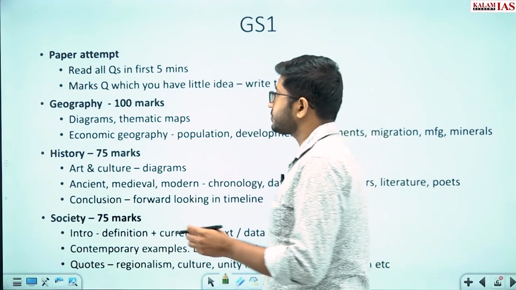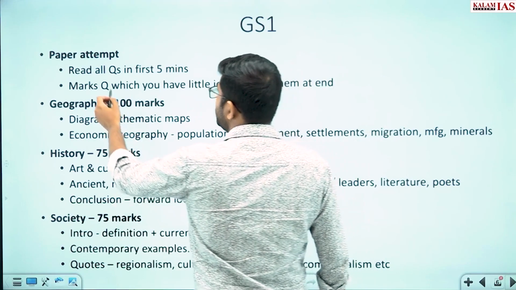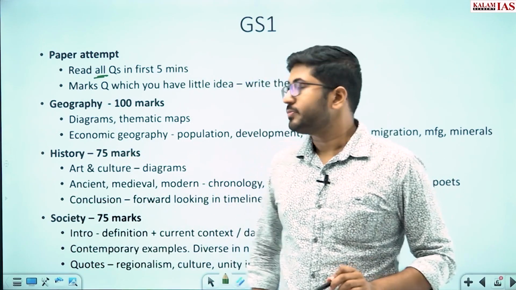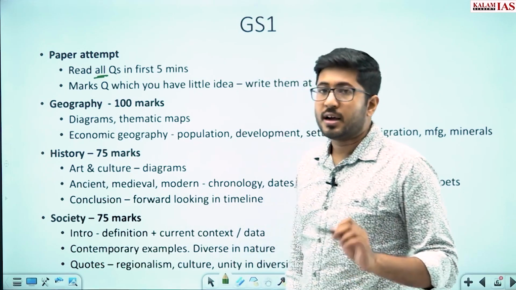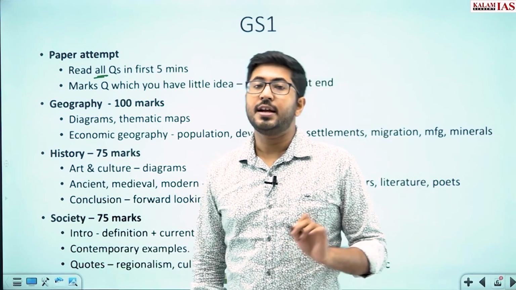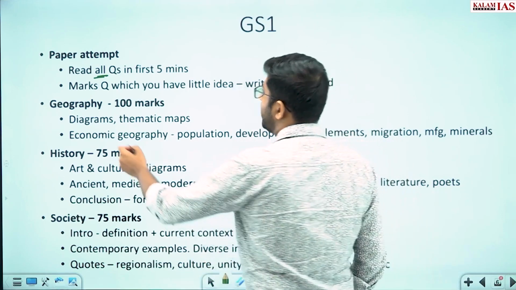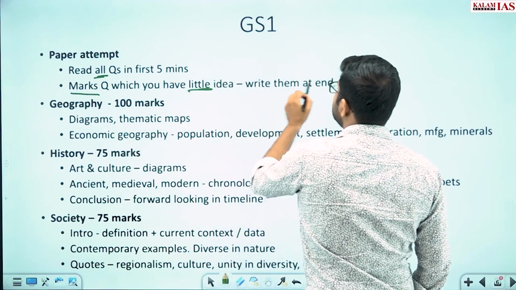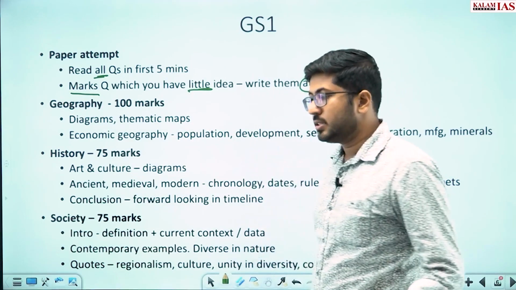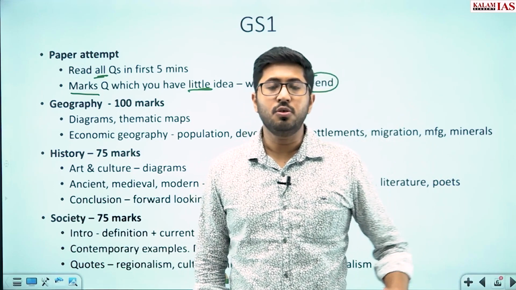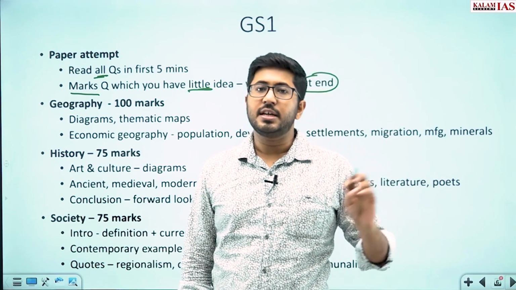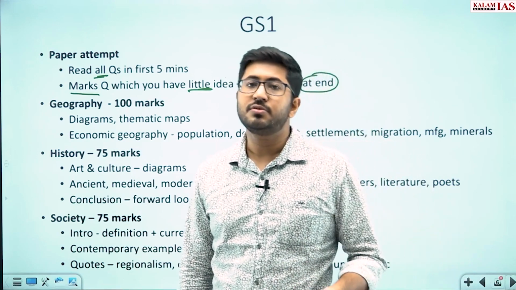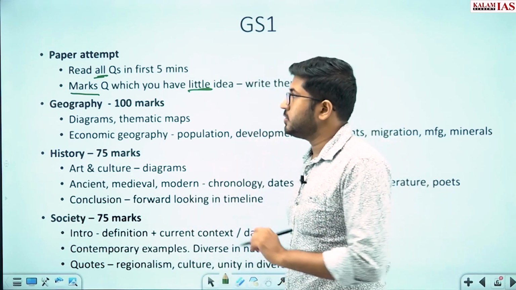Now there are two ways. What I used to do is read all the questions in the first 5 minutes, so that I can gauge the number of questions I don't know. And basically I used to mark the questions which I have little idea about, and I used to write those questions at the end. At the end means I will first finish all the questions which I know, and then some 3-4 questions which I don't know I will write at the end, so that I just don't waste time on those questions which I don't know. This is one of the strategies.